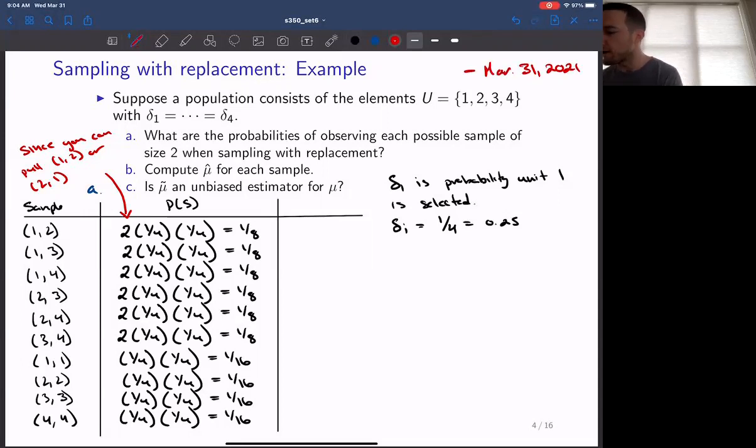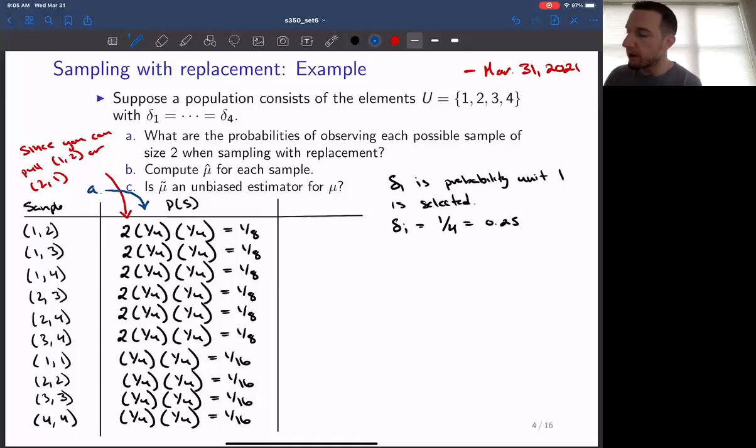Okay, in part A, we are asked, what are the probabilities of observing each possible sample of size 2 when sampling with replacement? Okay, so in the first column of this table, we have listed out all of the possible samples that we could observe. In the second column of the table, we are giving the probability of selection for each of the different samples. Okay, so that's this column here.